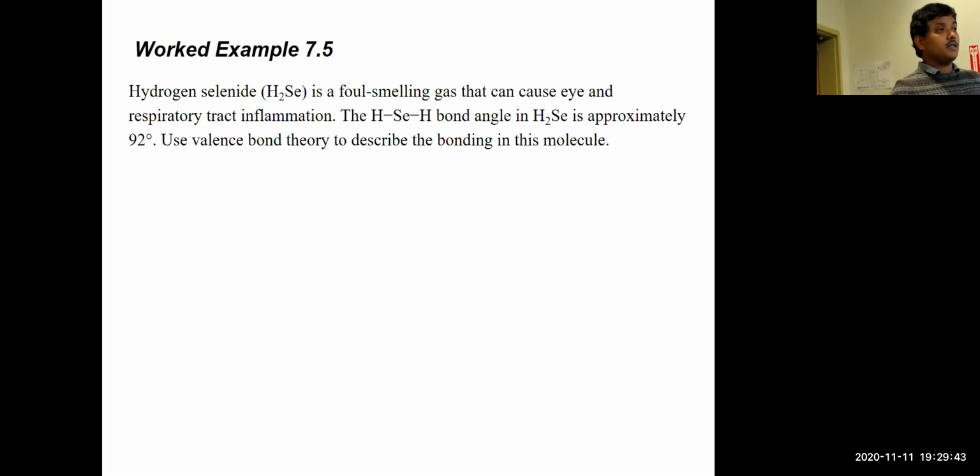Hydrogen selenide is a foul-smelling gas that can cause eye and respiratory tract inflammation. The H-Se-H bond angle in H2Se is approximately 90 degrees. Use valence bond theory to describe the bonding in this molecule.